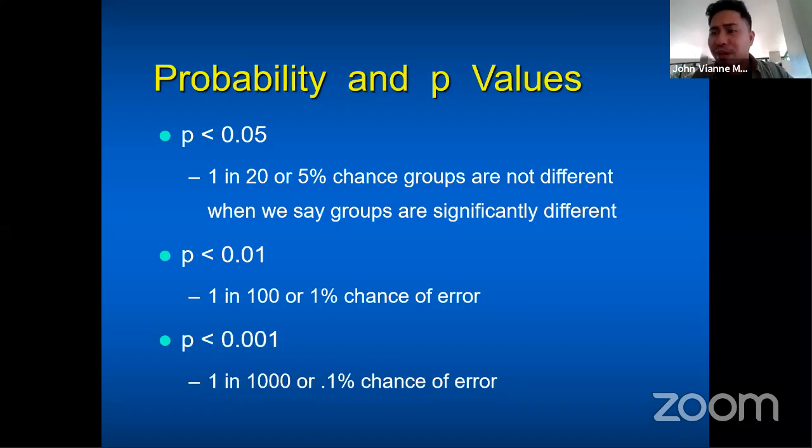Now, near perfection, p less than 0.001, so 1 in 1,000 chance, or there is less than 1% chance of error. So it's close to zero, or it's close to significance. So that means that there is almost no chance that you will commit an error in your statistic.